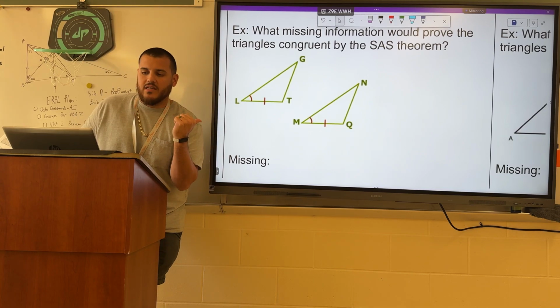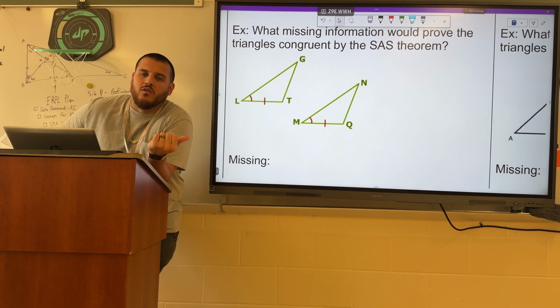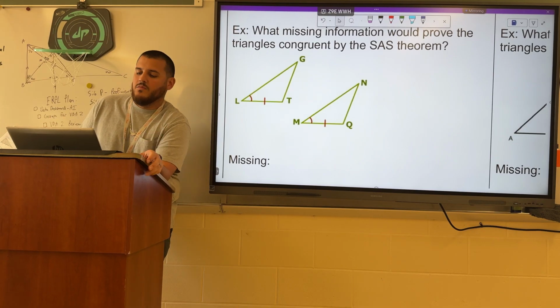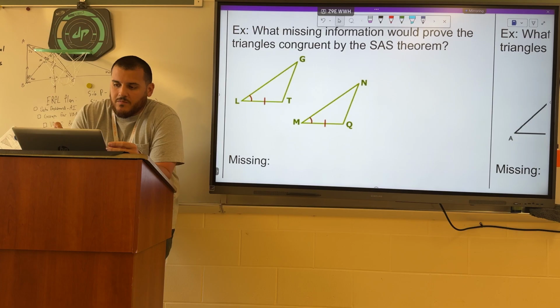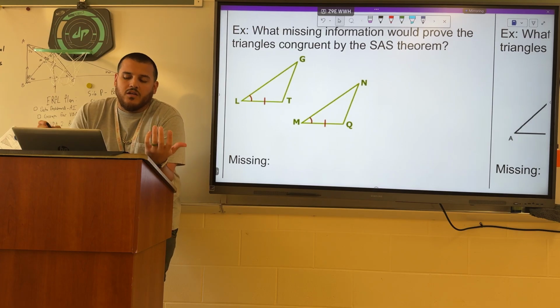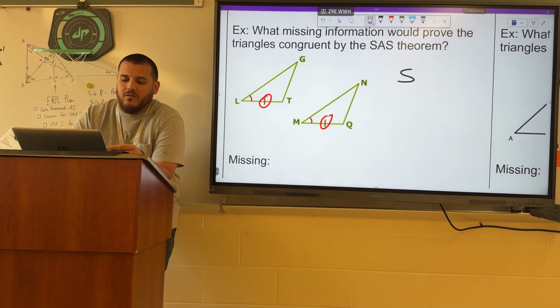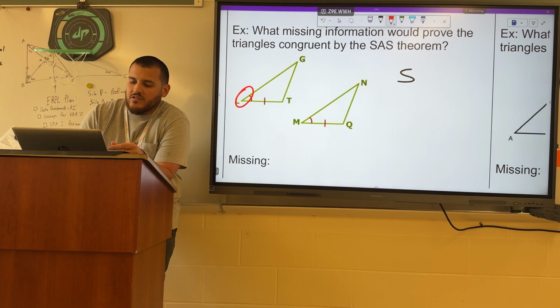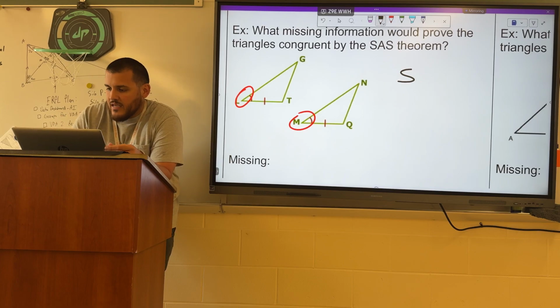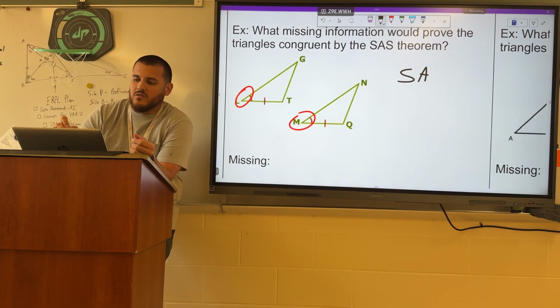So this example is asking us to make these triangles congruent by the side angle side theorem. The first thing I'd like you to do for something like this is account for the congruent parts that we already have. For example, LT is congruent to MQ. That is an S. That is a pair of congruent sides. Angle L is congruent to angle M. That is an A. That's a pair of congruent angles.